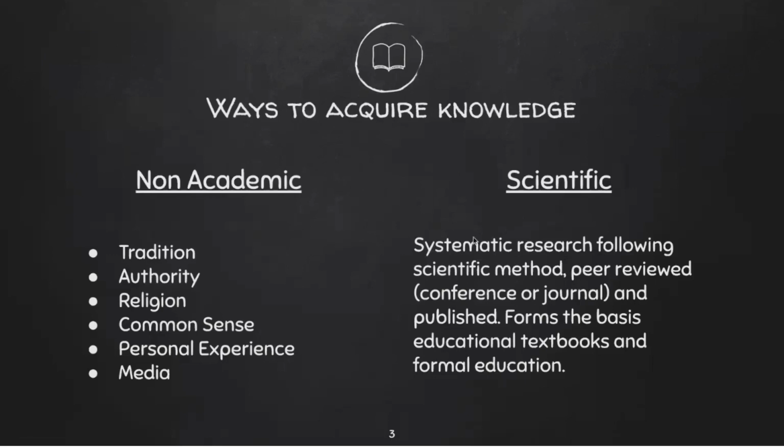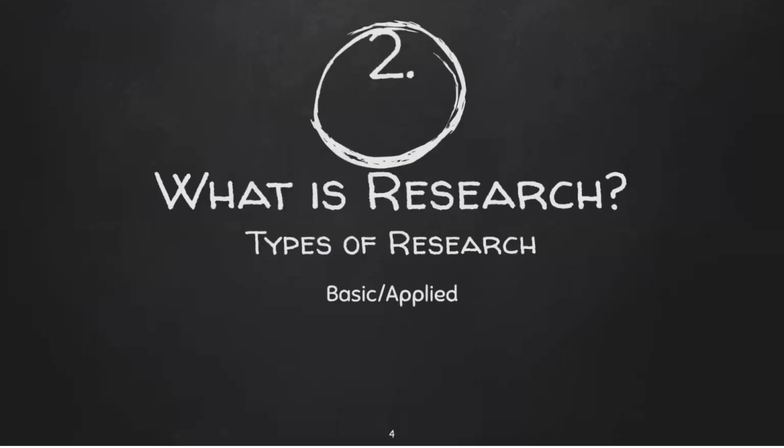But then there's this scientific research, and this revolves around a scientific method. We look at peer-reviewed conference or journal published work. This is research that persons have done based on other theories, other research that has already been done. And then they find supporting evidence to back up the claims that they might be alleging or trying to produce for their documents. This forms the basis for educational textbooks as well as formal education. What is research? There are two main types we'll be looking at, both basic and applied.